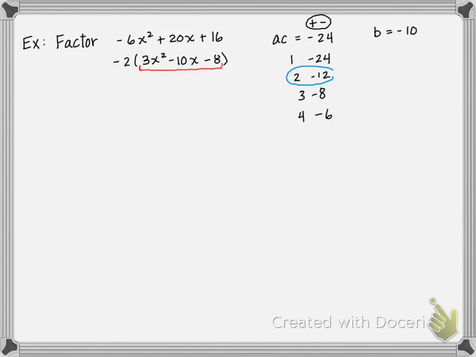So now we're going to rewrite. I've got my -2 that's coming with me. Then I'm going to use brackets just so they look different than my parentheses. And we've got 3x squared plus 2x minus 12x minus 8.